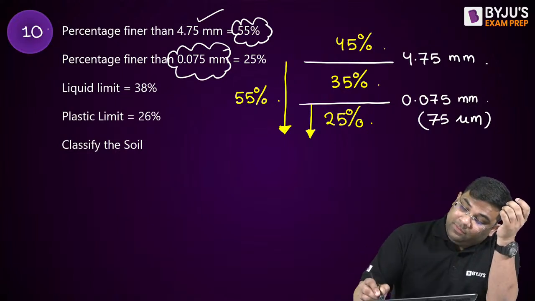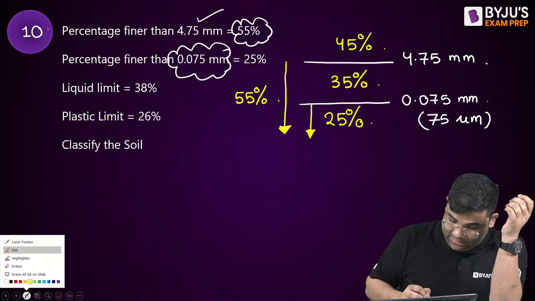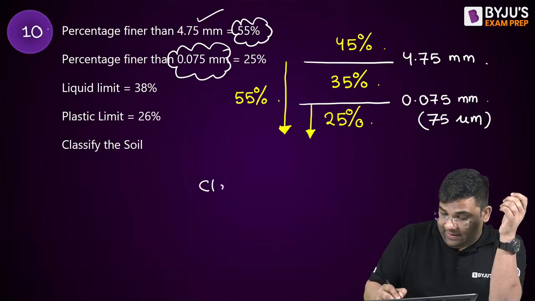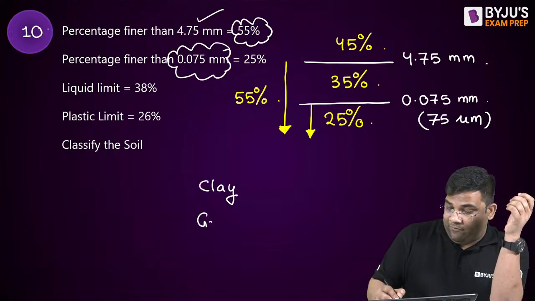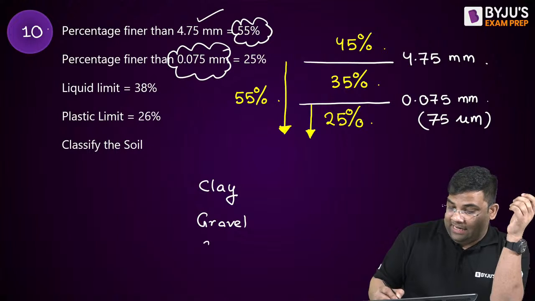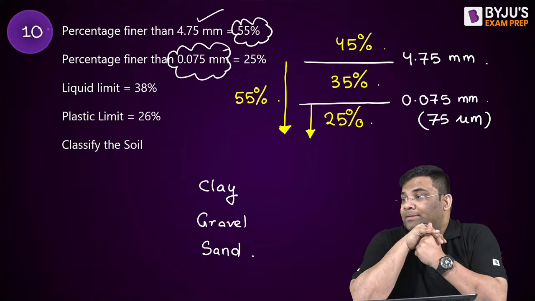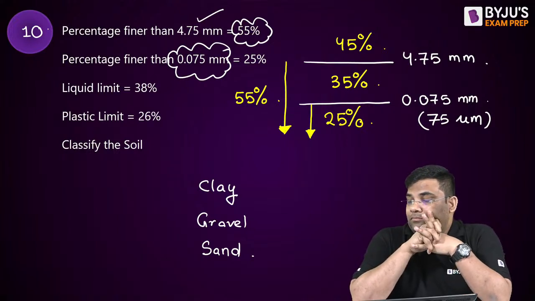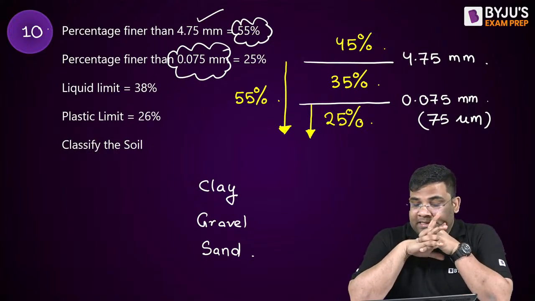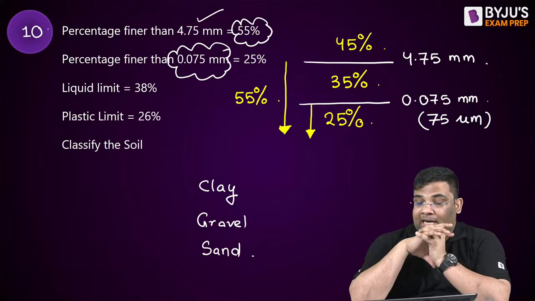Now tell me, is this clay, or gravel, or sand? Tell me, what is this? First classify this. It is clay, gravel, or sand. Tell me, what is this?